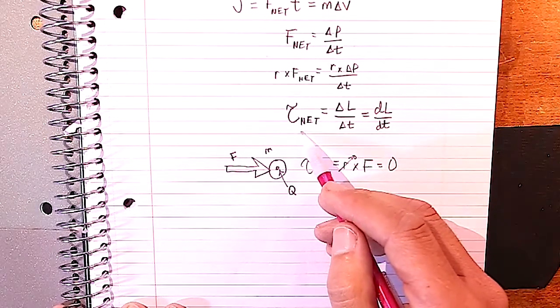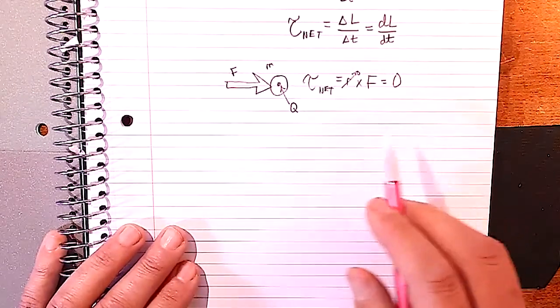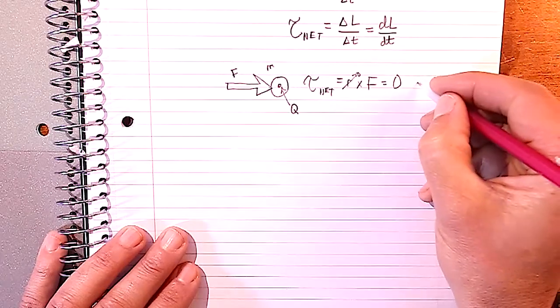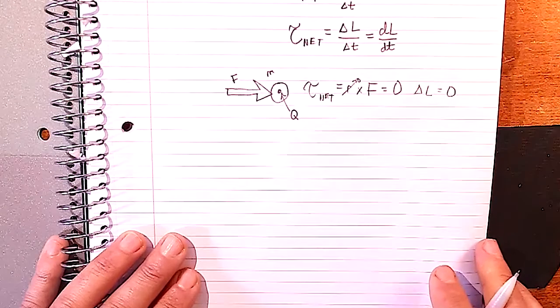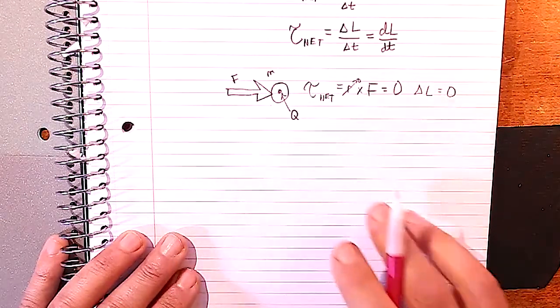Well, what does it mean if the net torque is 0? When we have a net torque, we get a change in angular momentum. So if there's no net torque, then in that case, we would say that the change in angular momentum is 0. And that should make sense. It would gain linear momentum, but not angular momentum.